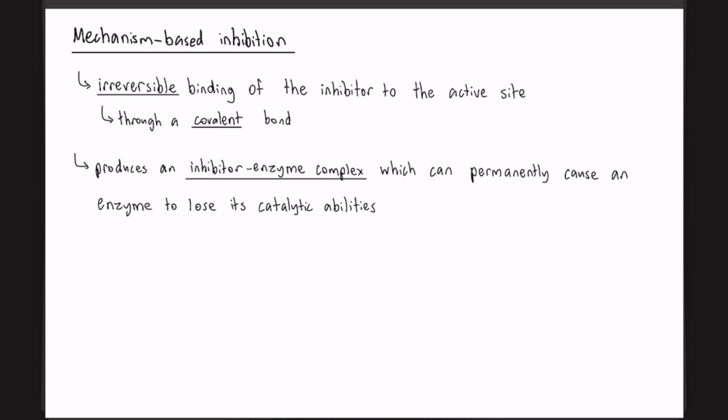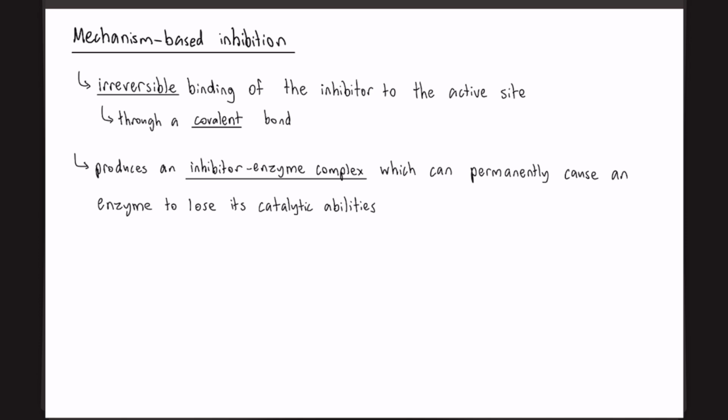Now, the second type of inhibition is mechanism-based inhibition. In this case, the inhibitor binds irreversibly to the active site through a covalent bond, and this produces a complex which is stable and can permanently remove an enzyme's catalytic ability. So this form of inhibition is actually irreversible, and that is a key difference compared to, for example, non-competitive inhibition.